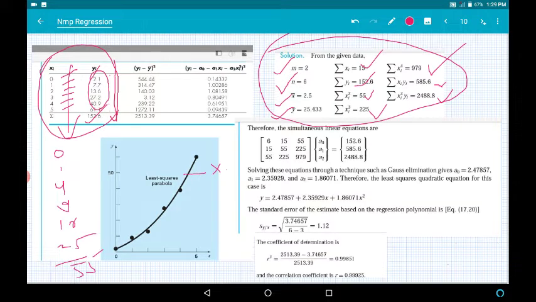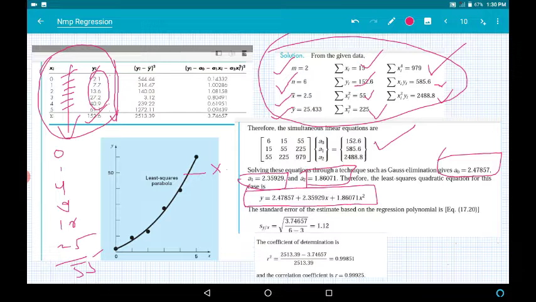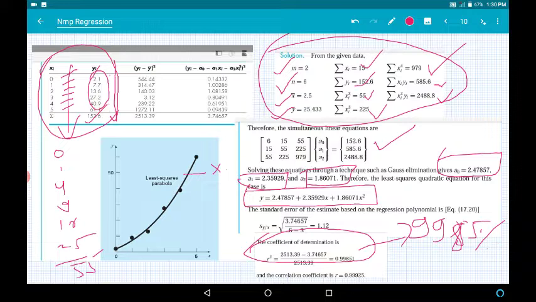We can write the simultaneous equations in matrix form. Simply, the equations are written and then rearranged in matrix form. After solving this, you will get the values of a0, which is 2.47, a1 and a2. These are the values you will get, and this is the final equation y which fits the second order curve. For this, if you calculate the r square value, it is 0.998. So 99.8% of points are fitting well. This r square is very high, which means your fit is very good.